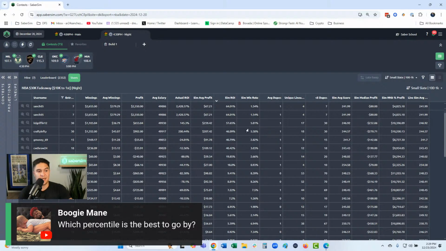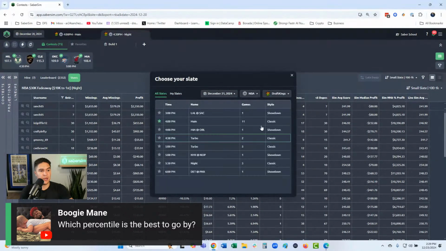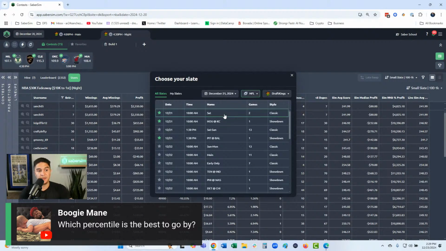So pretty cool to see the top 3 sim ROIers all did pretty good in this contest. All right, so that's some NBA review on Saturday, right? Saturday was the first 2-game Saturday slate for NFL, right?